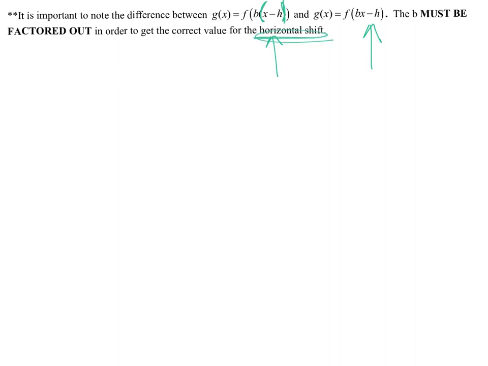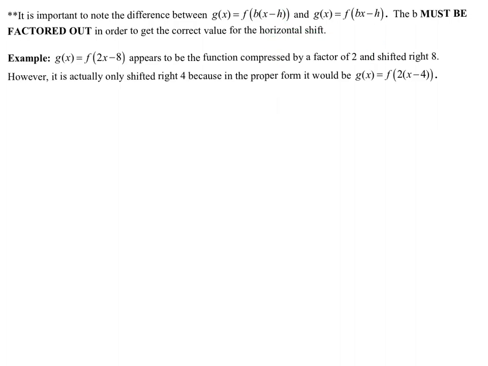Here, let me do an example. Alright, so if I took g of x is f of 2x minus 8, it looks like we're saying, okay, 2 times the x, so we're compressing by 2, it's going to be half as wide, and minus 8, so we're shifting right 8. However, that 2 has to be factored out first. So if you factor out the 2, then in the parentheses you have x minus 4. The 4 is actually your shift. You'll be shifting right 4, not 8.